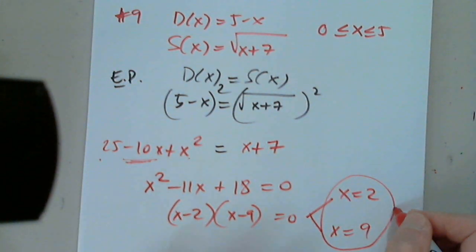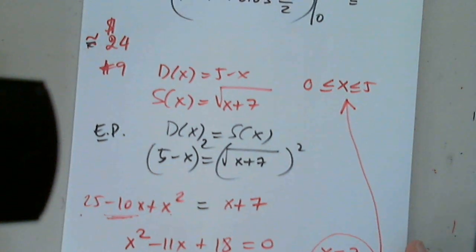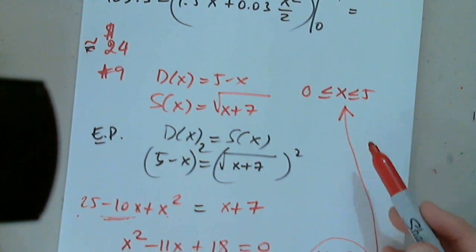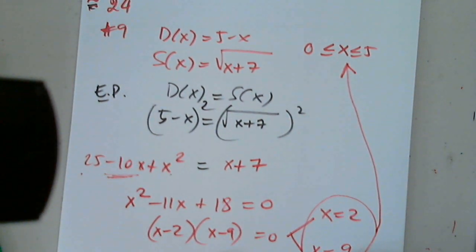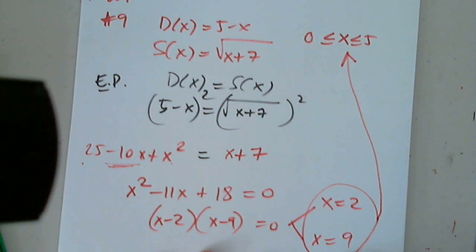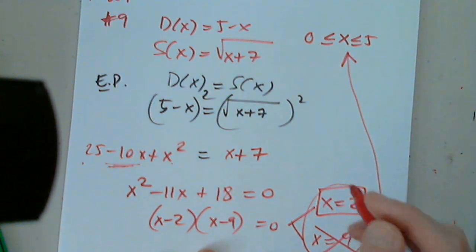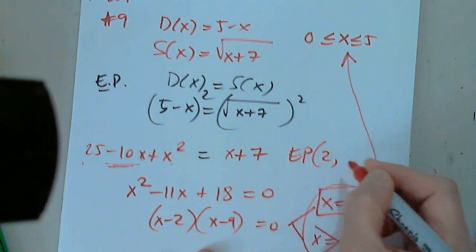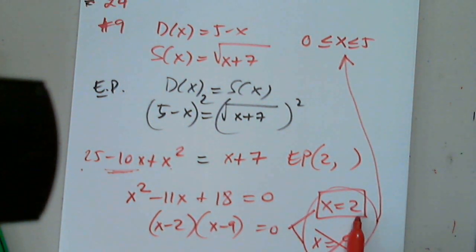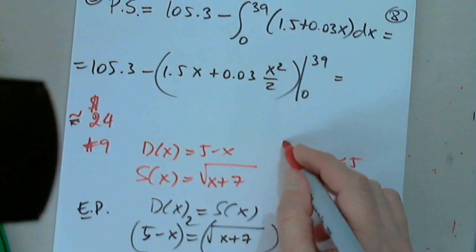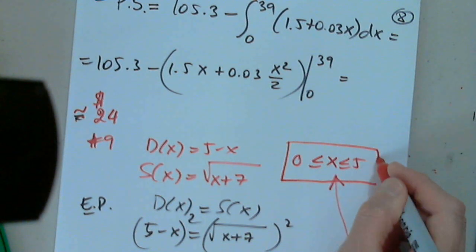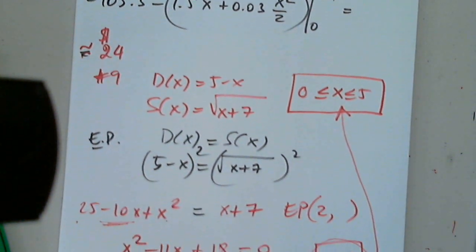But look what we are given here. So then which one? x equals 2. This is the only one. So then the equilibrium point has 2 for x. So the number of units is 2. What about the price per unit? Well, why is only x equals 2 the answer and not the 9? Okay, is that okay? Thank you.